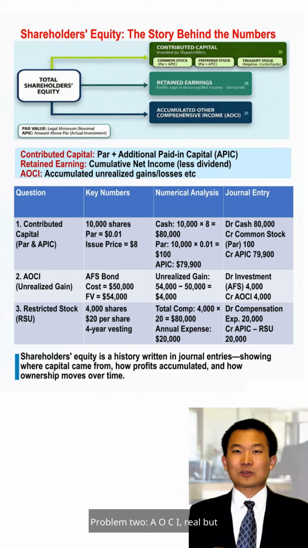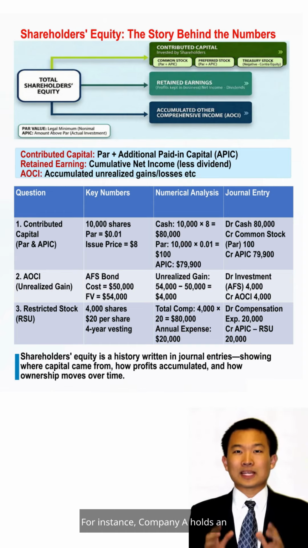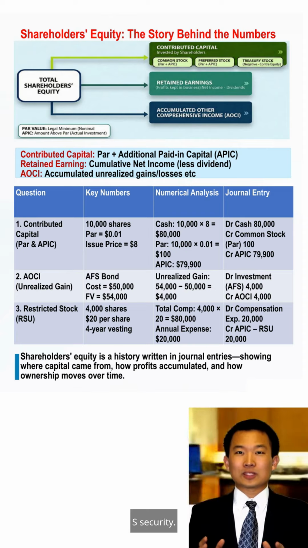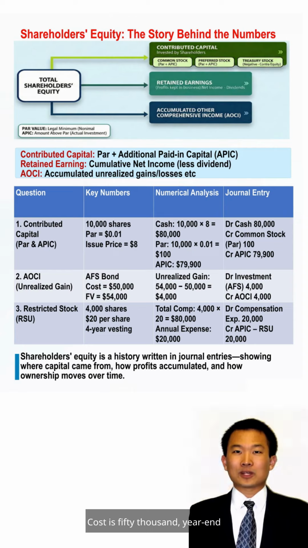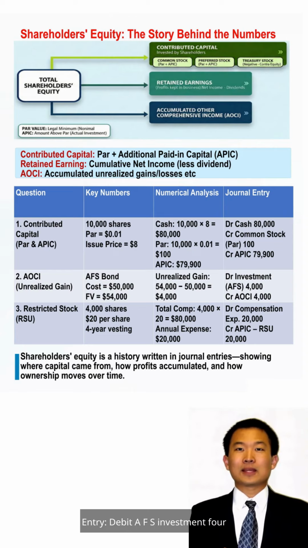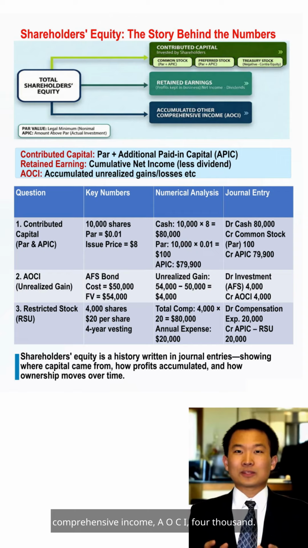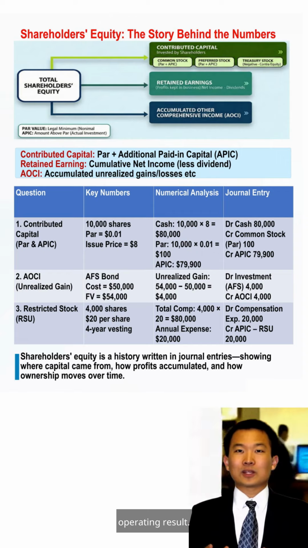Problem 2. AOCI, real but unrealized income. For instance, Company A holds an available for sale security, or AFS security. Cost is 50,000, year-end value 54,000, unrealized gain 4,000. Entry: debit AFS investment 4,000, credit accumulated other comprehensive income, AOCI 4,000. It's not on the income statement because it's a value change, not an operating result.